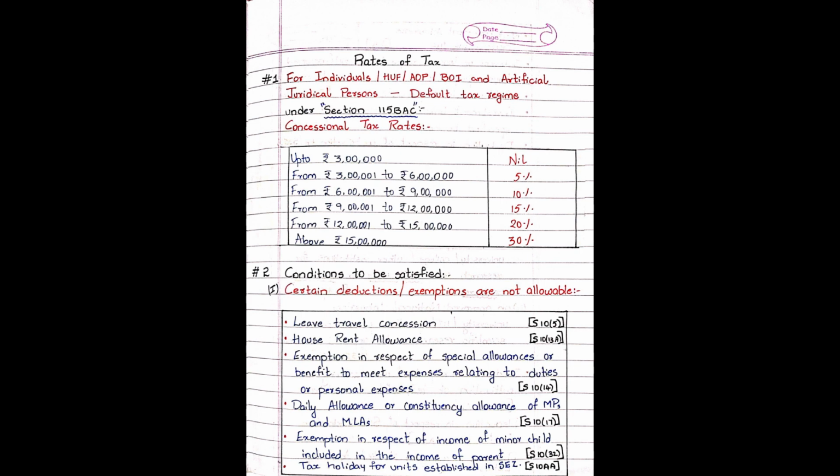Then comes DMs. D: daily allowance or constituency allowance of MPs and MLAs. M: exemption in respect of income of minor child included in the income of parent. S: tax holiday for units established in SEZ. So again, DMs: daily allowance or constituency allowance of MPs and MLAs, exemption in respect of income of minor child included in the income of parent, and tax holiday for units established in SEZ.